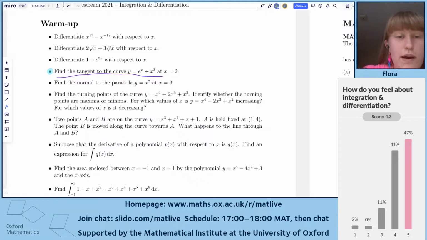So, find the tangent to this curve. We start with y equals e to the x plus x squared at x equals 2. So this is the function. To find the tangent, first we're going to need to differentiate it.